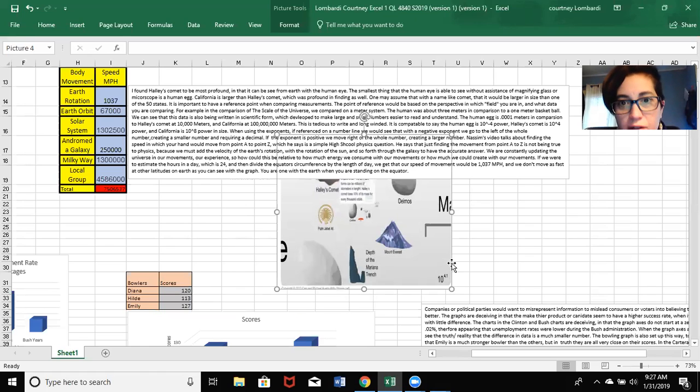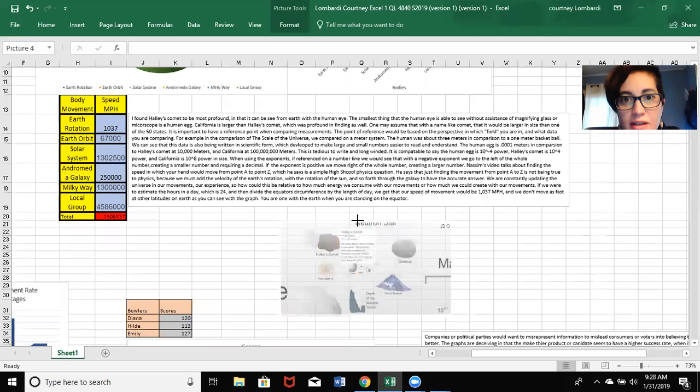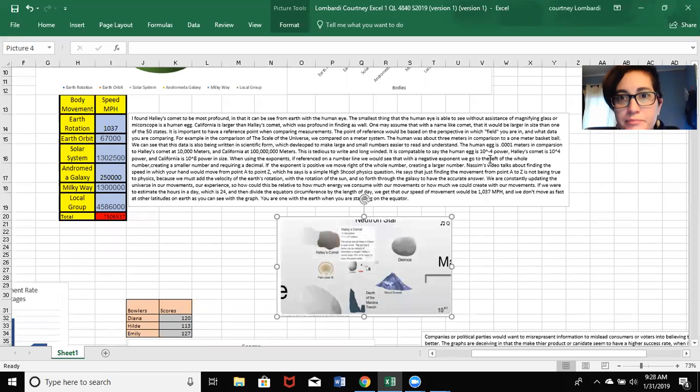See right here. We have 10 to the fourth, so that's about where Halley's Comet lies, 10 to the fourth power, which is 10,000 meters, was the size of Halley's Comet on this scale that we looked at. And California was 100 million meters. And the human egg was 10 to the negative fourth power because it's small, so it's getting smaller.